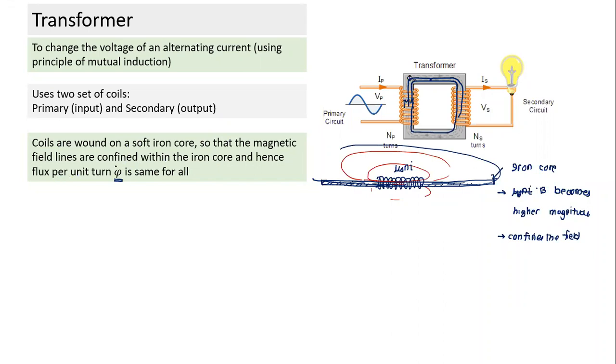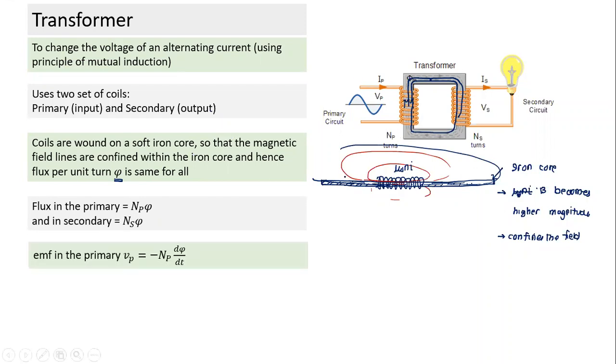Let me define a term called phi. The flux per unit turn is the same for all turns: if you take any one turn in either the primary or secondary, the flux through each turn is the same. The total flux is equal to the flux per turn times the number of turns. If the primary coil has NP turns, the flux through the primary coil will be NP into phi. And NS indicates the number of turns in the secondary coil. We use a transformer by making these unequal.